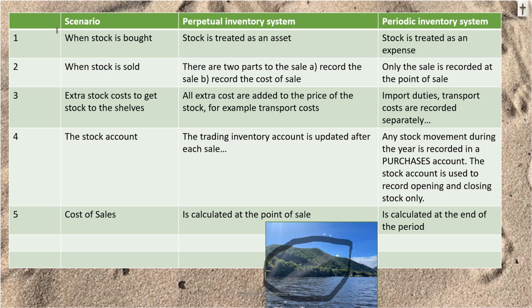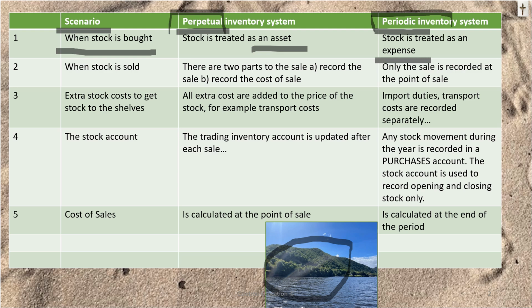I'm going to look at these different scenarios with regard to the perpetual inventory system and the periodic inventory system. On this table, it shows you when stock is bought. In the perpetual inventory system, the stock is treated as an asset. But in the periodic inventory system, the stock is treated as an expense.